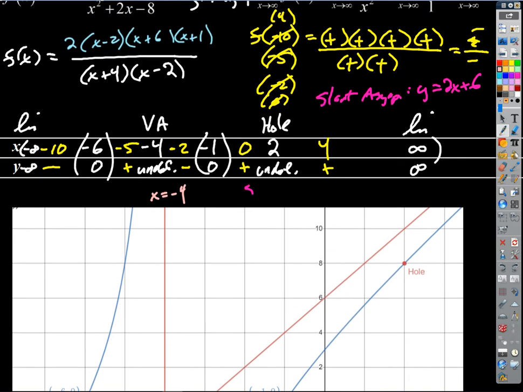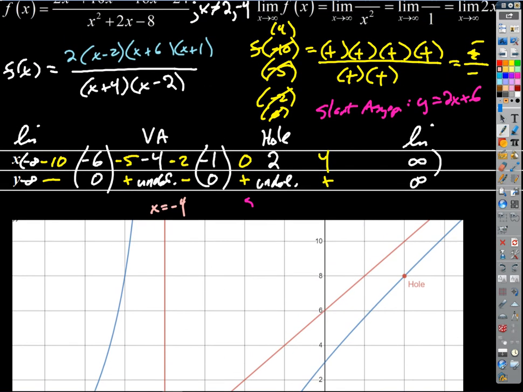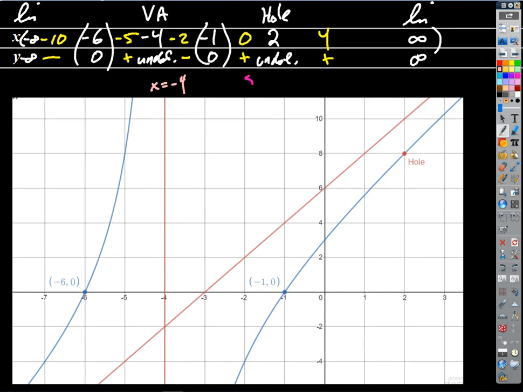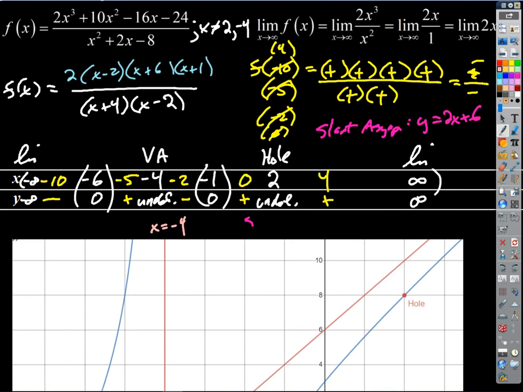At +2 is a shared zero, so +2 is a hole. So we get a hole at x equals 2. Okay? All right, so that gave us the vertical asymptote.